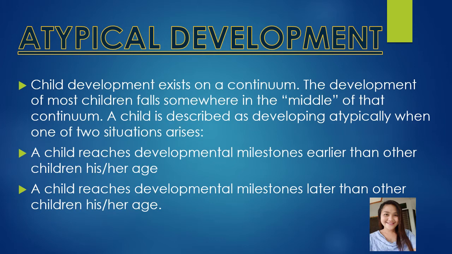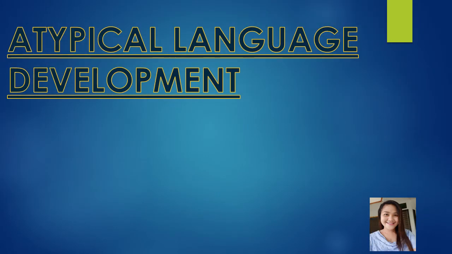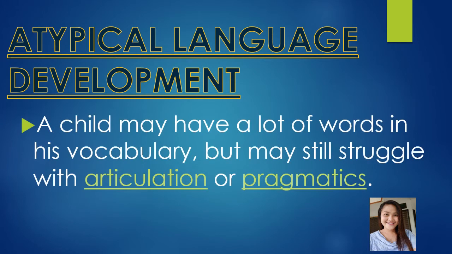So, meaning, atypical language development does not necessarily mean that a child is not developing or learning the language. It means that this child is learning earlier or later than the usual or normal way of learning and developing the language. A child may also have a lot of words in his vocabulary, but may still struggle with articulation, or the way the child pronounces words, or pragmatics, which talks about language use.